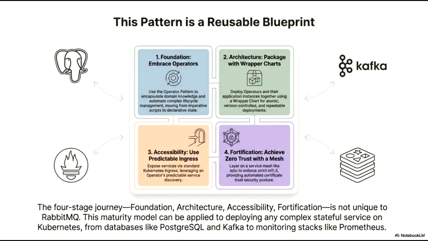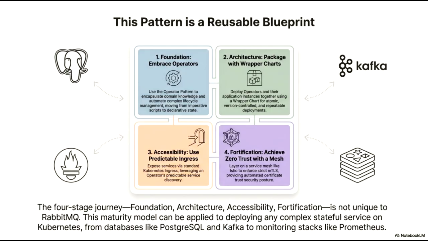This pattern represents a reusable blueprint that provides a structured approach to managing complex services. It is defined by a 4-stage journey: foundation, architecture, accessibility, and fortification that serves as a maturity model for deploying stateful workloads on Kubernetes. In the first stage, foundation, we embrace operators. By moving from imperative scripts to a declarative state, we use the operator pattern to encapsulate domain knowledge and automate the intricate lifecycle management of our services.